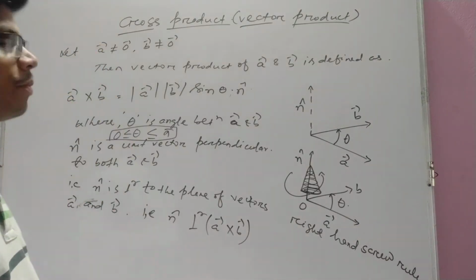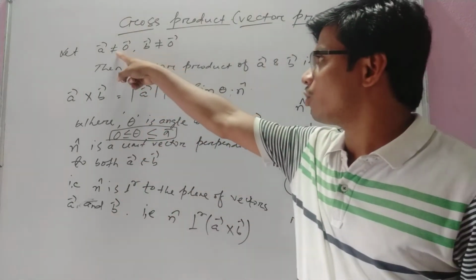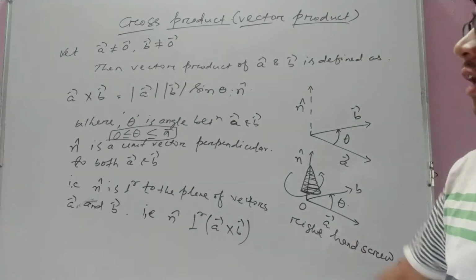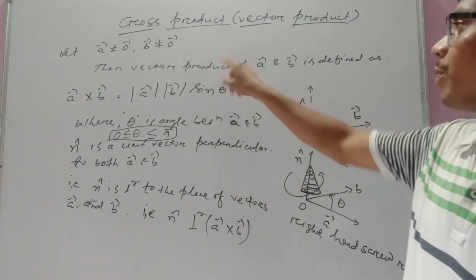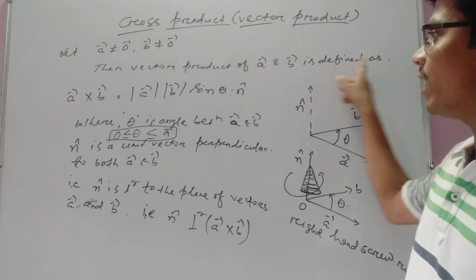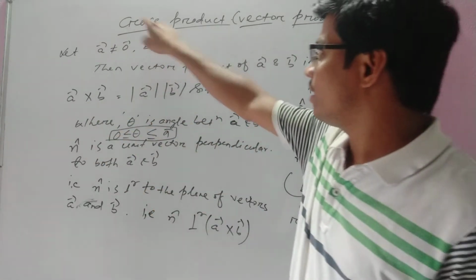So let A and B be two non-empty vectors. Non-empty, we represent in short form as A vector not equal to 0 vector, B vector not equal to 0 vector. That means A and B are non-empty. The vector product of two vectors A and B is defined as A cross B. We represent it with the cross symbol, so we say that this is cross.